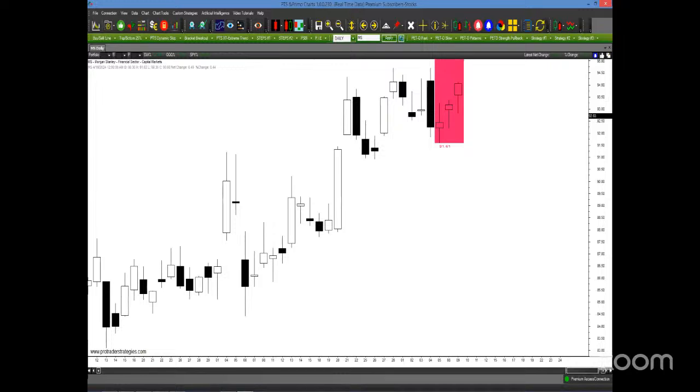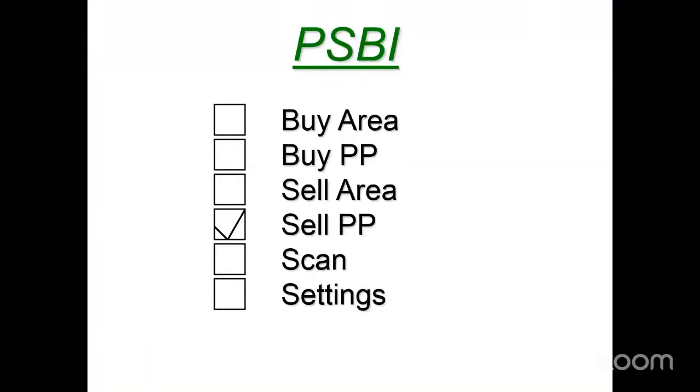Here's another example in MS, okay? This was a breakdown area that was generated. Now you say to yourself, well, okay, maybe I'll buy the puts because you don't have to trade the stock. We realize not everyone wants to short a stock, but maybe you want to buy the puts or some type of spread to the downside, but you don't know where to get out to cover your position. So one of the best things to do is to use the price projection. Click on PSBI, click on sell PP, sell price projection.